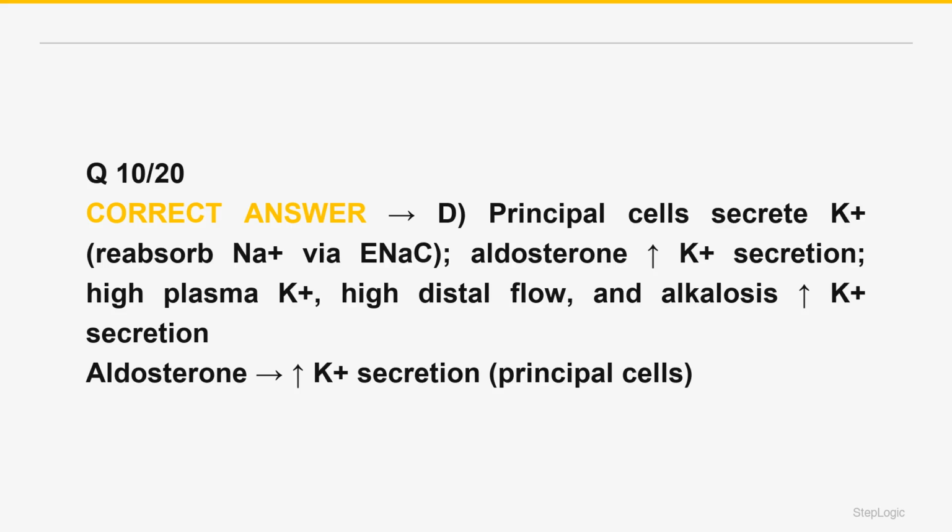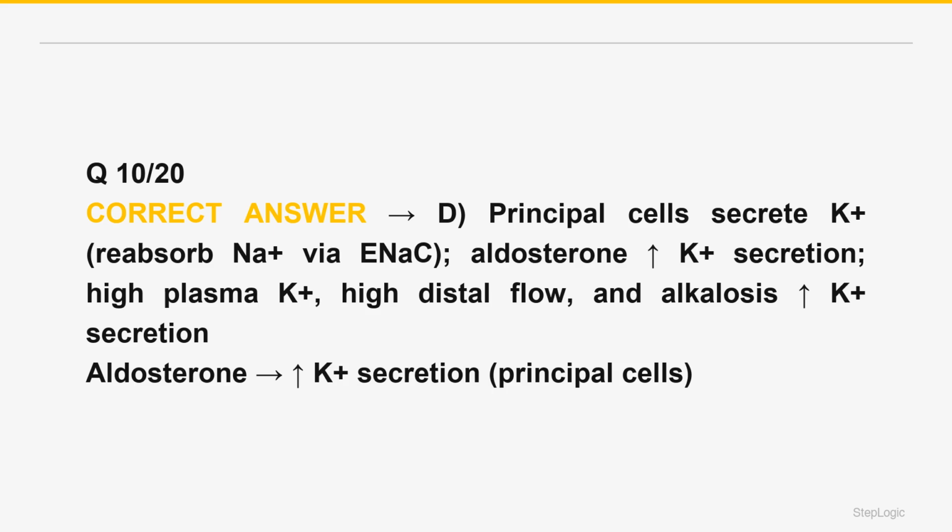The correct answer is C. Several factors modulate K+ secretion. It is increased by high plasma potassium, the main stimulus, also driving aldosterone. High distal tubular flow washes K+ away, maintaining the gradient. Loop and thiazide diuretics waste K+. Also aldosterone and alkalosis increase it.